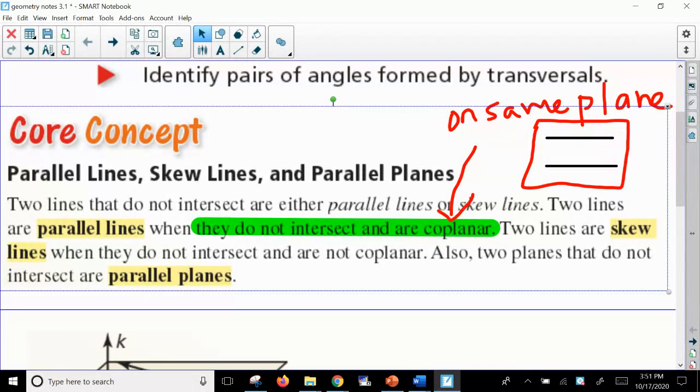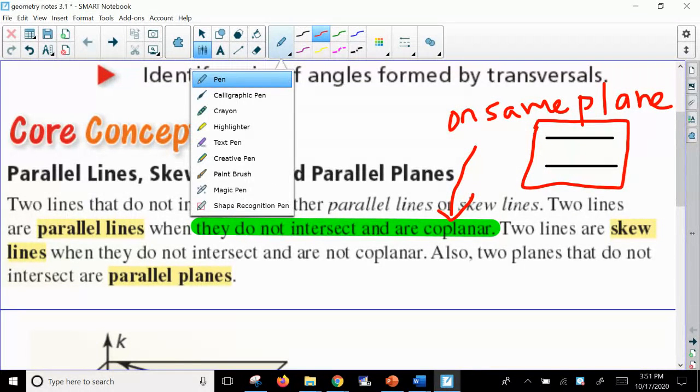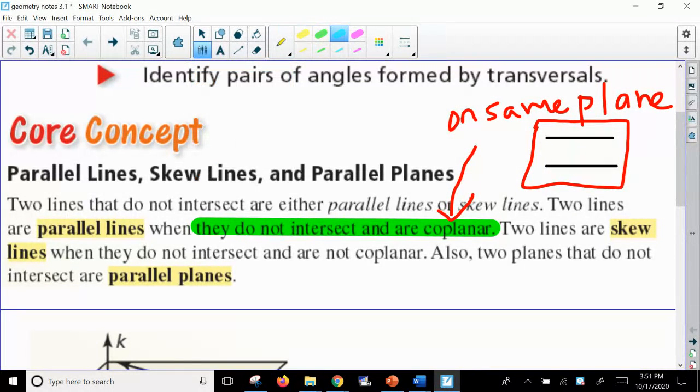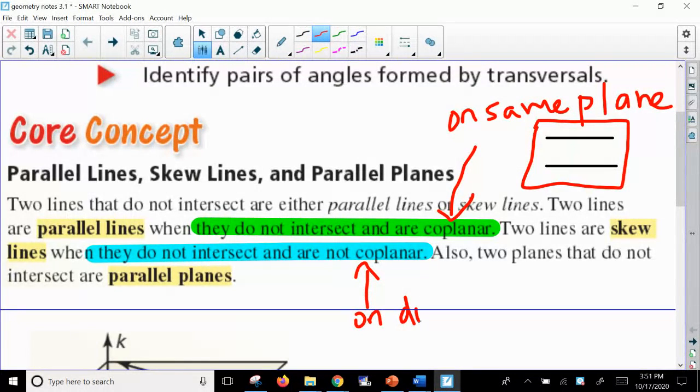Now, skew lines also do not intersect. However, they are not coplanar. So that means they are on different planes. Not coplanar means on different planes. If they're on different planes, then they kind of go in different directions.